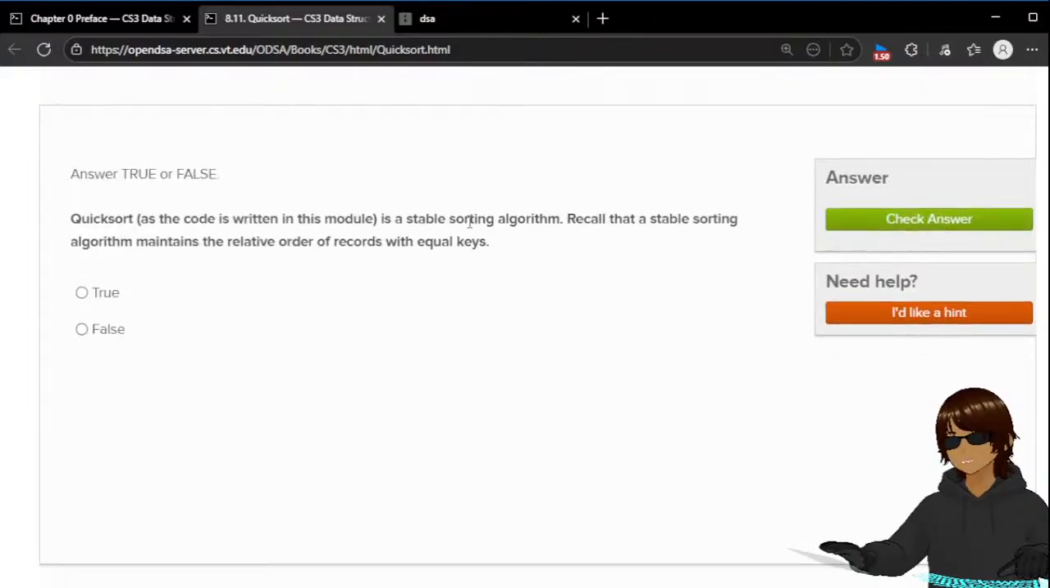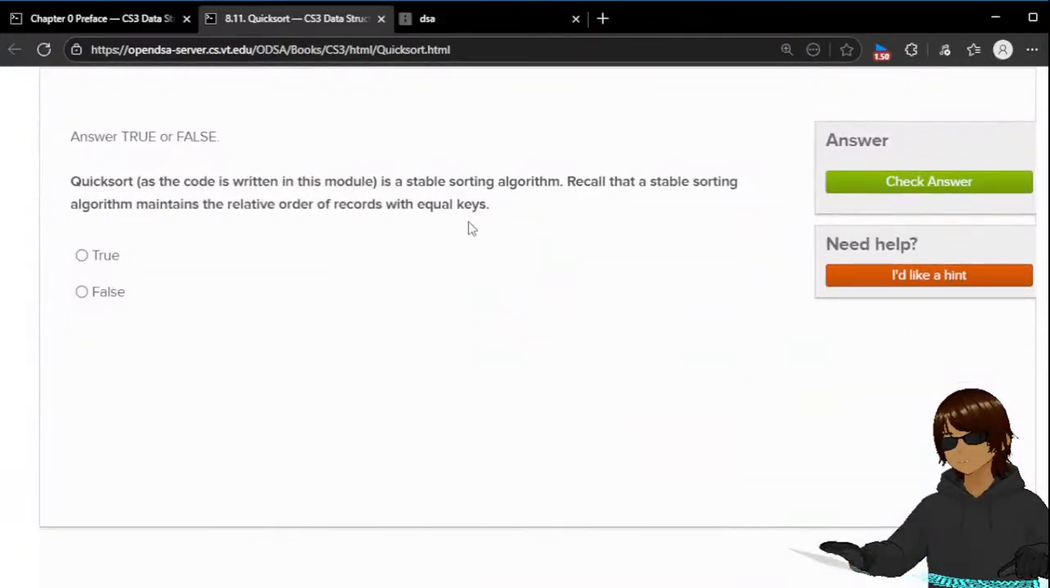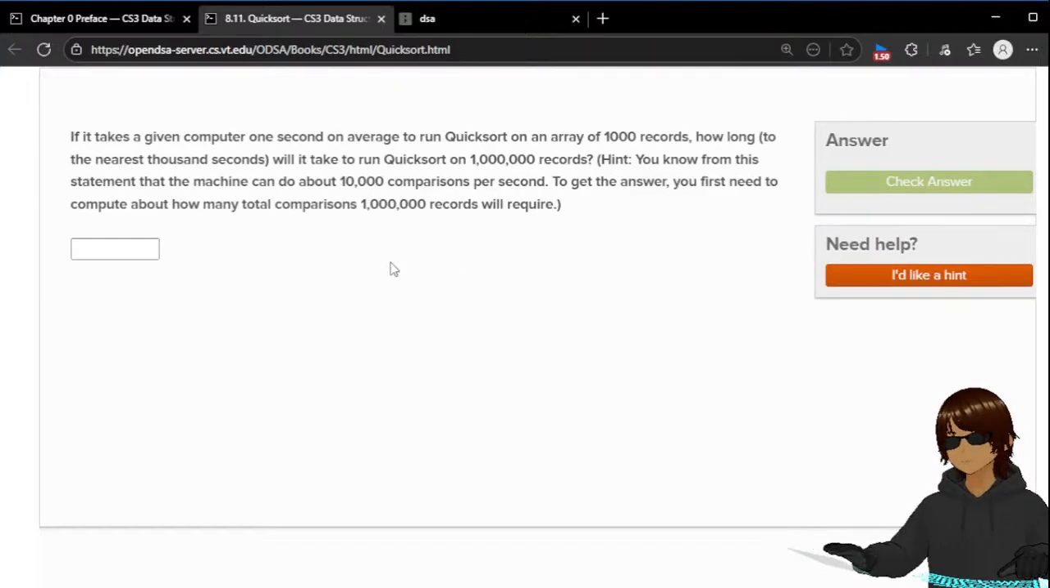Quicksort is a stable sorting algorithm. True or false? That's false, right? Yeah, yeah.